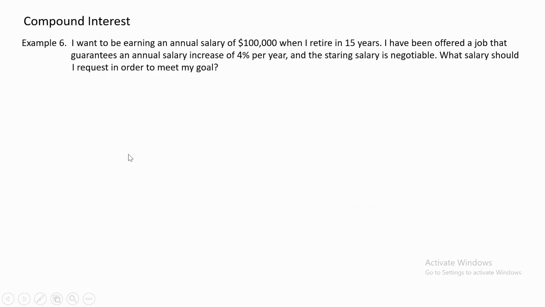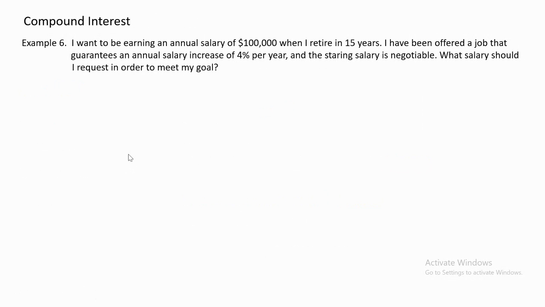Let's do one more compound interest. Here we go. This is example 6. It says here, I want to be earning an annual salary of $100,000 when I retire in 15 years. I have been offered a job that guarantees an annual salary increase of 4% per year, and the starting salary is negotiable. What salary should I request in order to meet my goal?